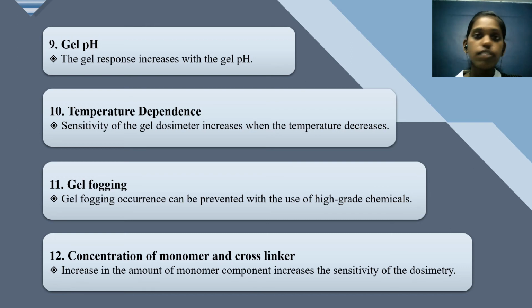Point number 11 will be the gel fogging occurrence. The use of high-grade chemicals when manufacturing the gels is very crucial to prevent the occurrence of gel fogging, which can eventually affect the performance of the dosimetry.